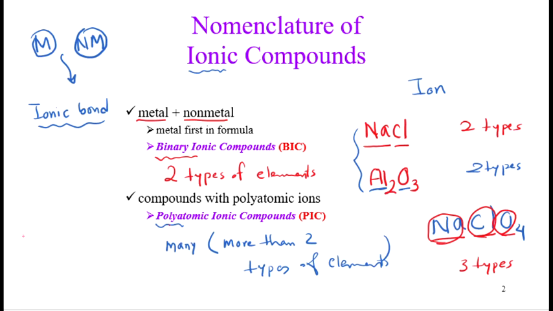So in this example, I have aluminum, I have sulfur, I have oxygen. It doesn't matter how many of each. I have these three types of elements. We call that polyatomic ionic compounds. So please keep in mind this classification we have, and after a couple of definitions for ionic compounds, we are going to apply some specific rules for each one.